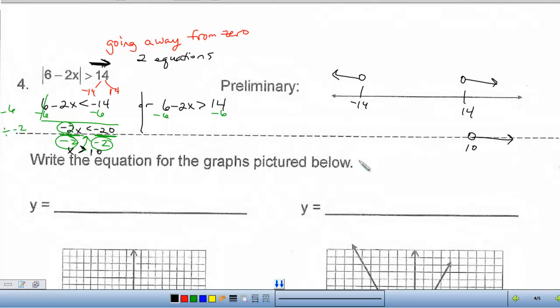Now let's look at the other side. I have this side done, but I don't have this side complete. So after we subtract 6 from both sides, we have -2x is greater than 8. Now divide by -2. Remember, when we divide by a negative, we flip the inequality symbol. So x is less than -4. So the graph would be going this way. So the answer is x is less than -4, or x is greater than 10.